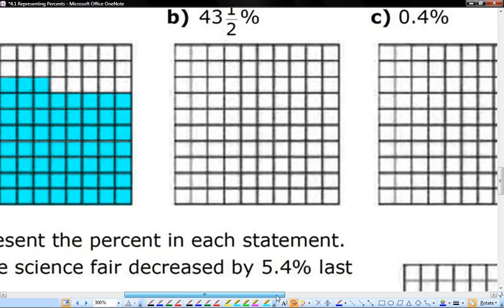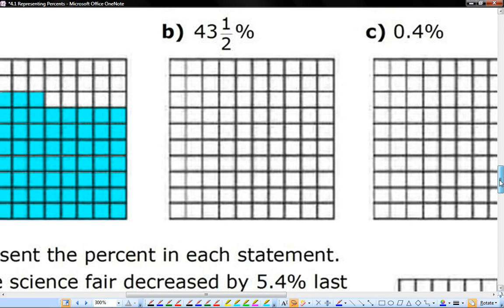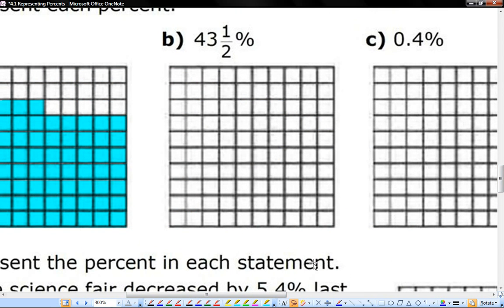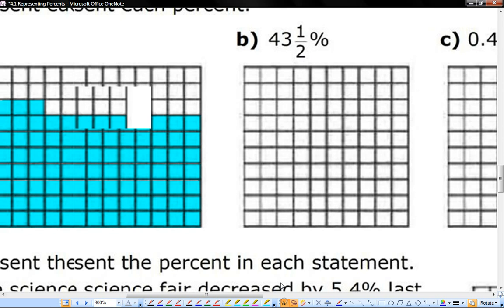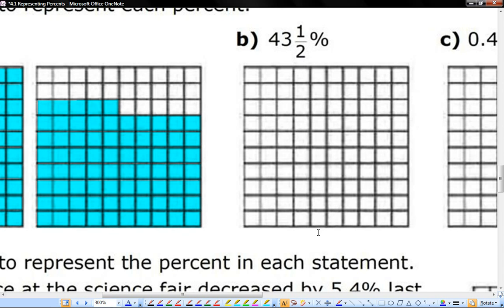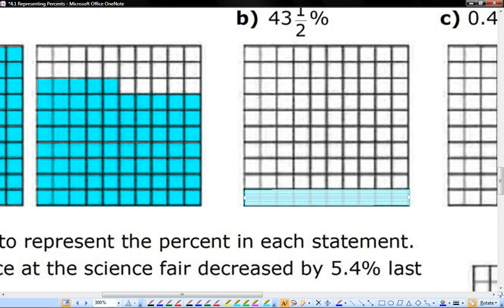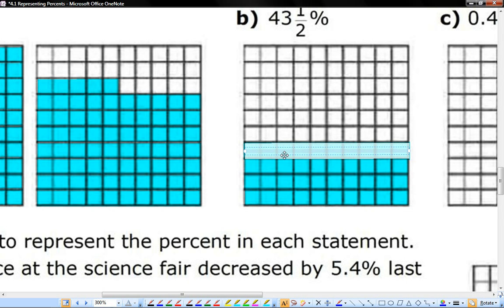Let's take a look at the next one. We'd like to do 43.5%. So, sure, we'll go 10, 20, 30, 40, and we've only got 43, and then another 0.5%. So it's pretty easy. And just try to do a little bit more careful job of that.